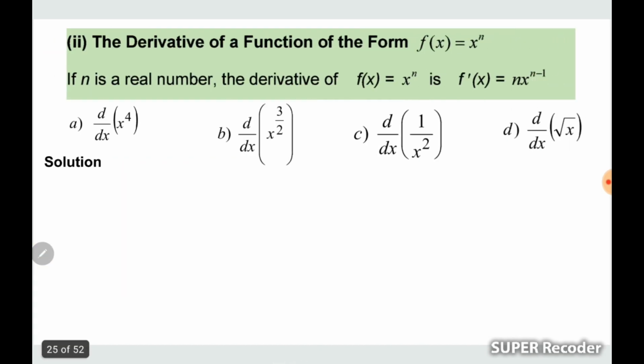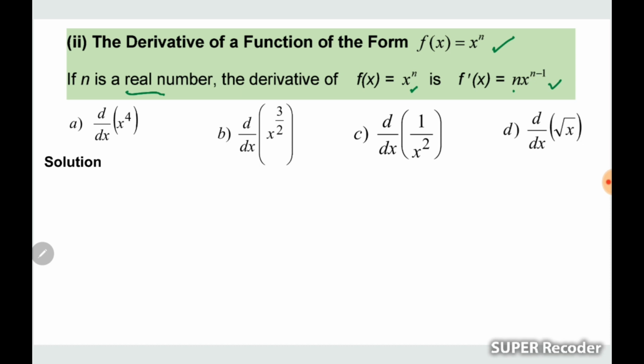Number 2, the derivative of a function of the form f(x) equals x to the power of n. So what is n? n is a real number. The derivative of f(x) equals x to the power of n is f prime x equals n multiply with x to the power of n minus 1. Okay, you have to bring in front n, and the power for x you have to minus 1.